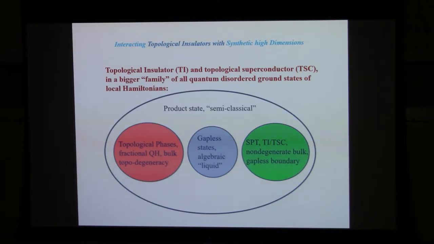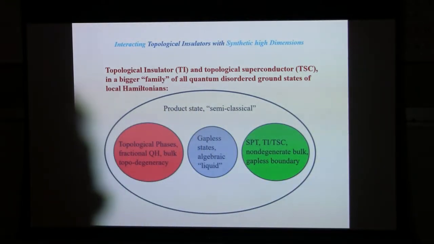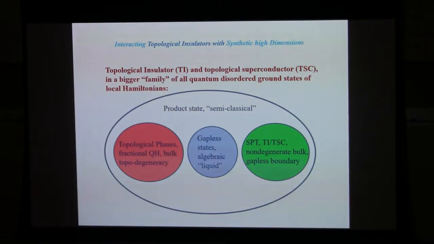And a topological insulator belongs to the third kind of non-trivial quantum disordered ground state. The bulk has a trivial spectrum, non-degenerate and gapped, but the boundary has a non-trivial spectrum. The boundary can be gapless or degenerate, protected by certain symmetries. In other words, there's another name for this kind of state: a symmetry-protected topological state.